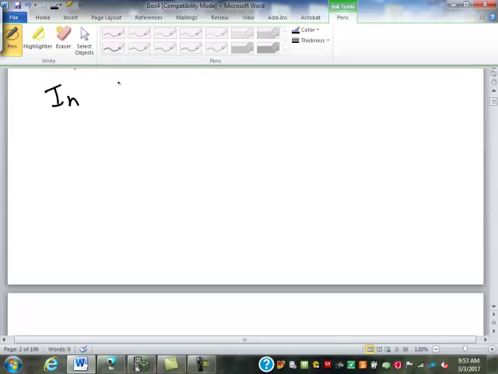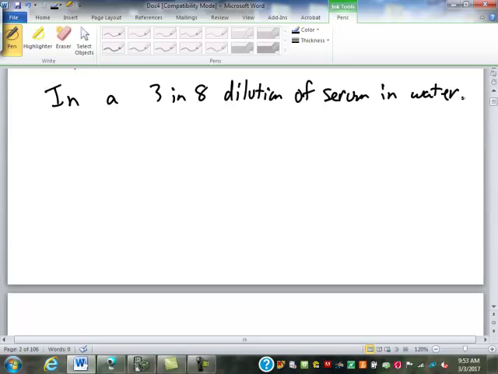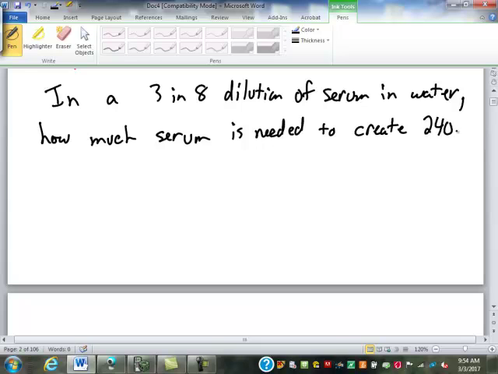So let's say we have a 3 in 8 dilution of serum and water. How much serum is needed to create 240 milliliters of solution?